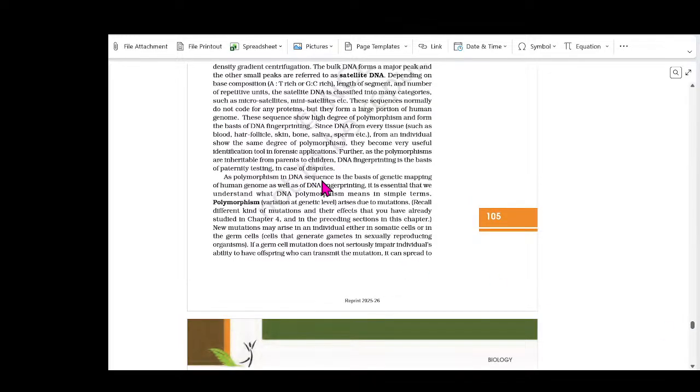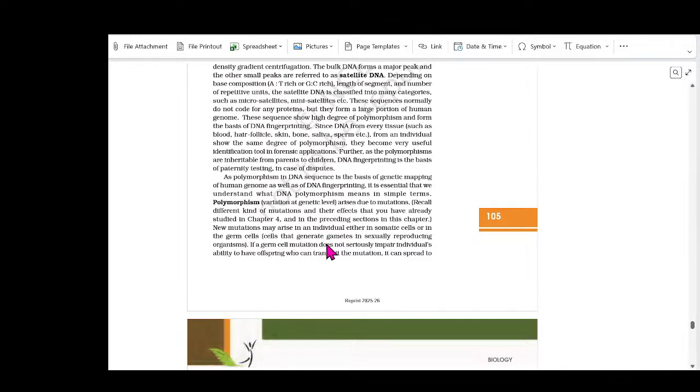As polymorphism in DNA sequence is the basis of genetic mapping of human genome as well as DNA fingerprinting, it is essential that we understand what DNA polymorphism means in simple terms. Polymorphism is variation at the genetic level that arises due to mutation. New mutations may arise in an individual either in somatic cells or in the germ cells.